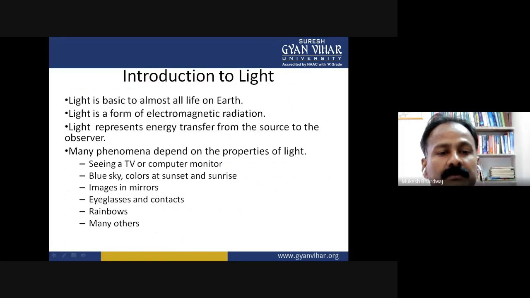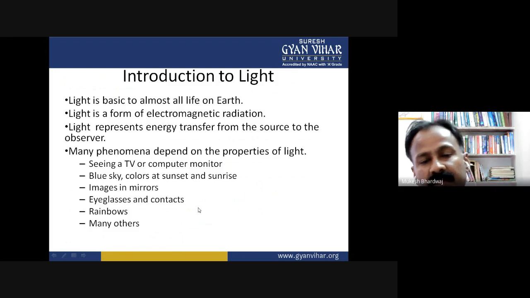Now, start with introduction of light. Light is the basic to almost all life on Earth. Light is a form of electromagnetic radiation. Light represents energy transformed from the source to observer. Many phenomena depend upon the properties of light.